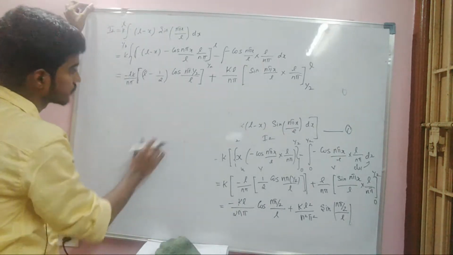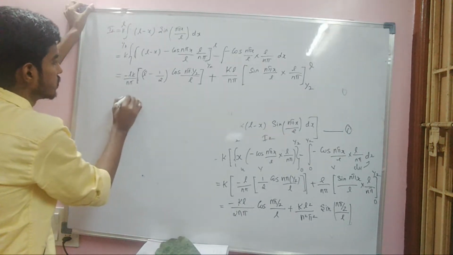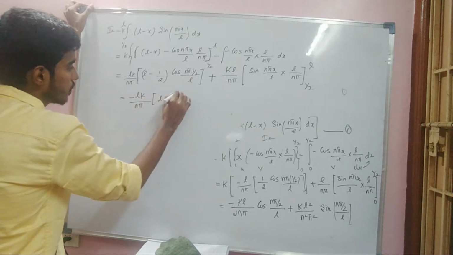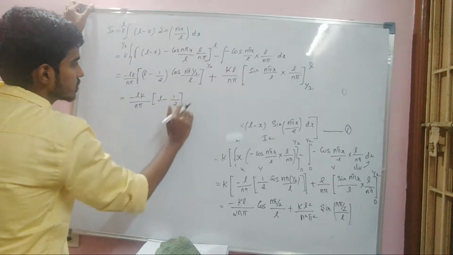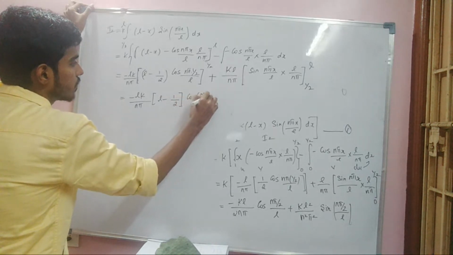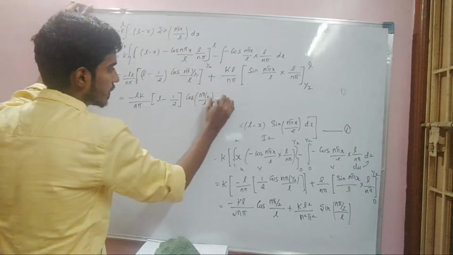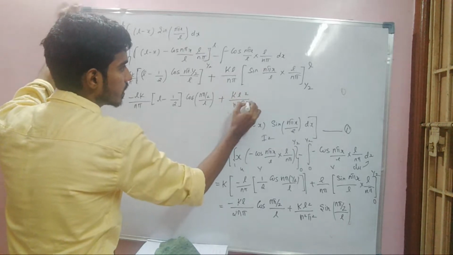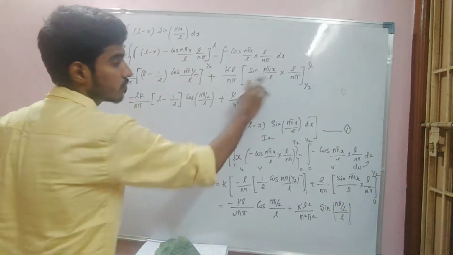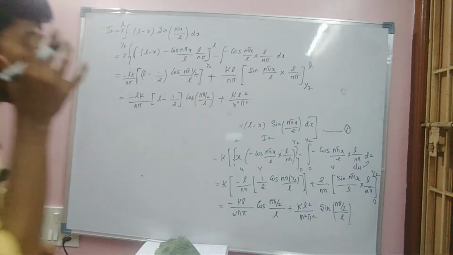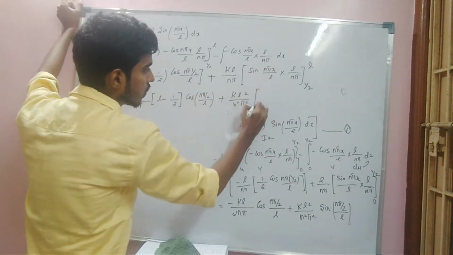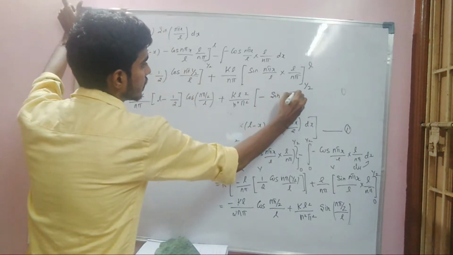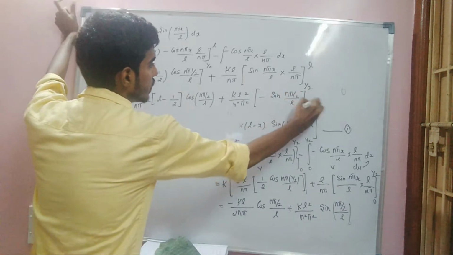So we have minus Lk by n pi, (L minus 1 by 2) cos n pi by 2L, plus, if I take here, we will have k L square by n square pi square. If I substitute the upper limit, it will be 0 because sin n pi is 0. So sin n pi is 0, L will get cancelled. If we substitute the lower limit, we will have minus sine n pi by 2L. So this is our I2.